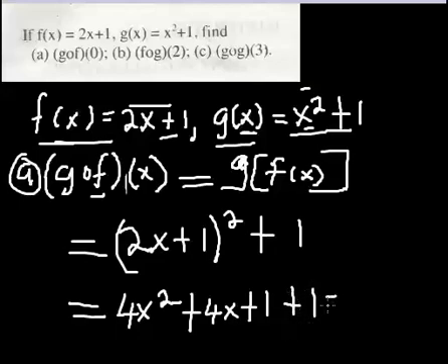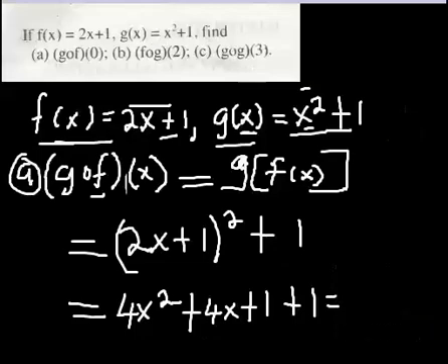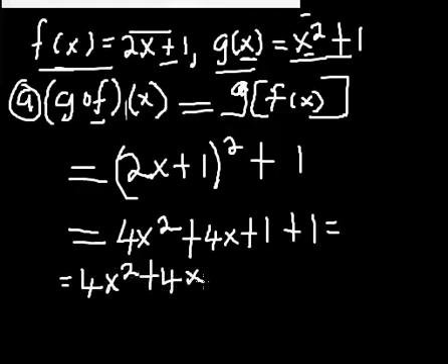Then I have plus 1. So if I do this, I have 4s squared plus 4s. Let me write that below here. This will give me 4s squared plus 4x, then plus 2. All right, so now that is the formula.